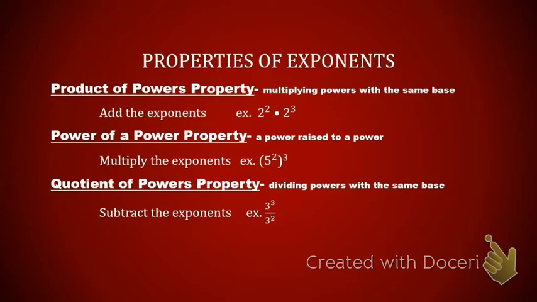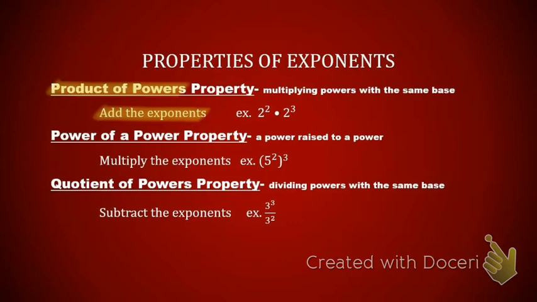So here's what we're going to highlight. We're going to highlight the name of the property, so product of powers, and here's how you do it. You add the exponents. If you are multiplying 2 powers with the exact same base, you are actually going to add the exponents. Now, I gave you the example of 2 squared times 2 to the 3rd.